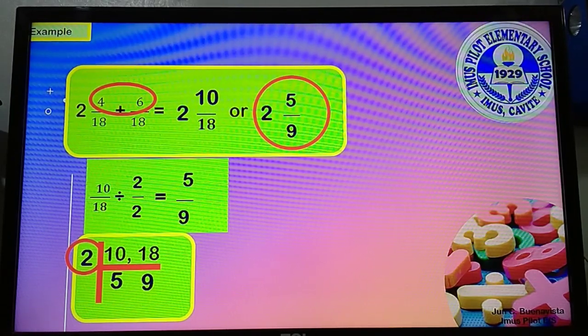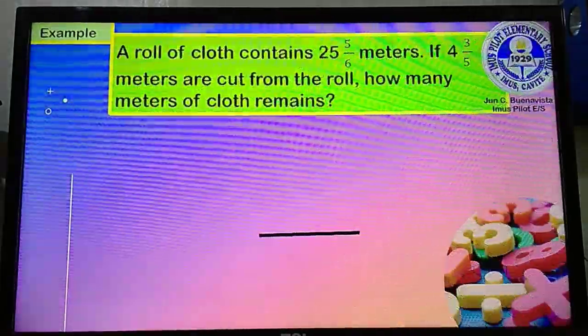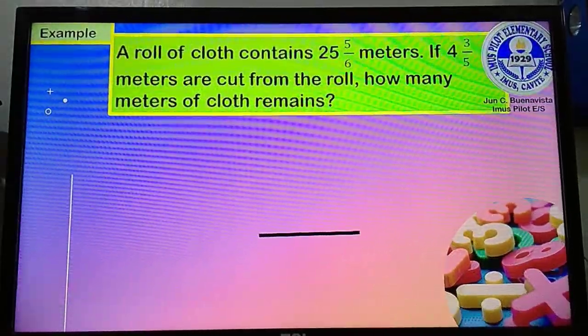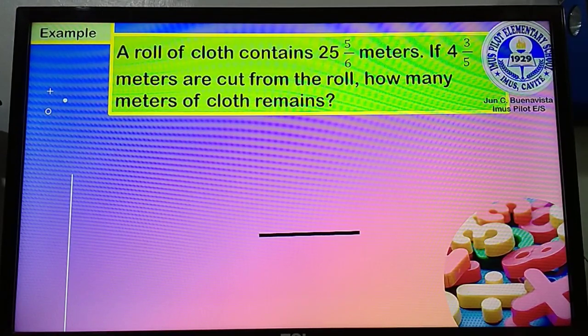Alright, I have another example. So, napakadami kong example na nilagay para wala nang tanong. Kaya kailangan makinig na mabuti at tingnan ang ating video ng maayos. A roll of cloth contains 25 and 5/6 meters. If 4 and 3/5 meters are cut from the roll, how many meters of cloth remains?